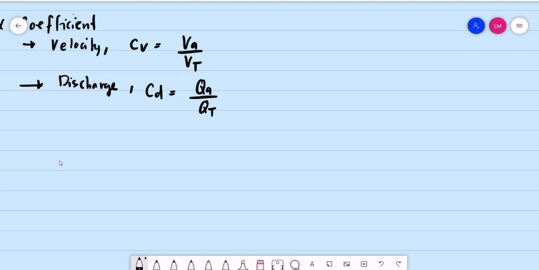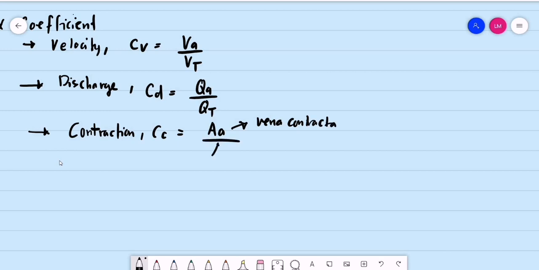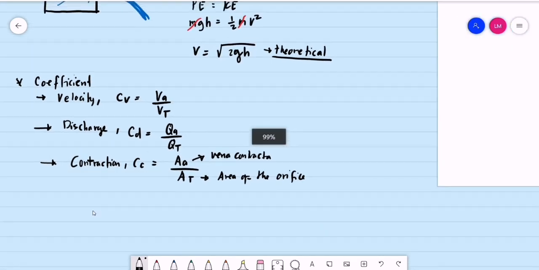Then lastly, we have the coefficient of contraction. This is for the vena contracta. The coefficient of contraction, C sub c, is equal to the actual area, which is the area of the vena contracta, divided by the theoretical area, which is basically the area of the orifice. So these are the coefficients that can be determined using a laboratory experiment.